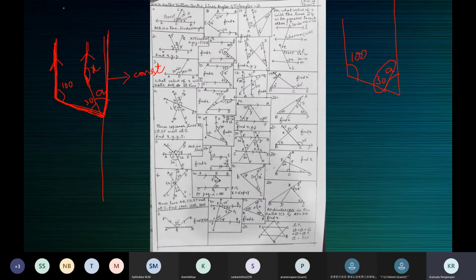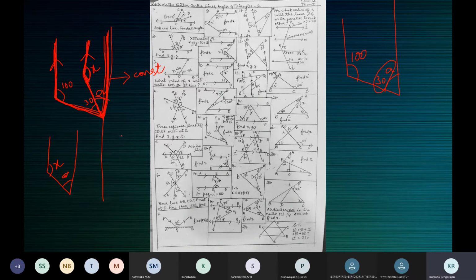A is 50. Now take this one. Parallel line, transversal, parallel line. What do we have here? We have X here and we have A here. Allied angles are supplementary, so X plus A is 180. We just found A is 50. So X plus 50 is equal to 180. X is equal to 130 degrees.